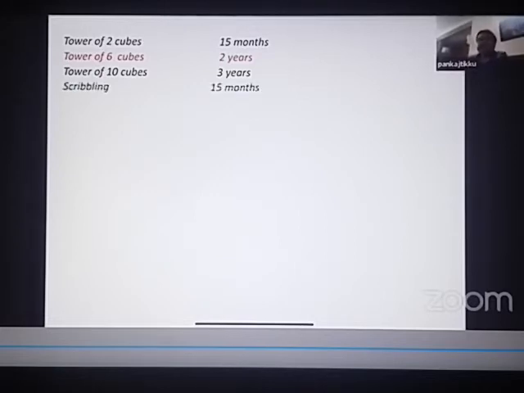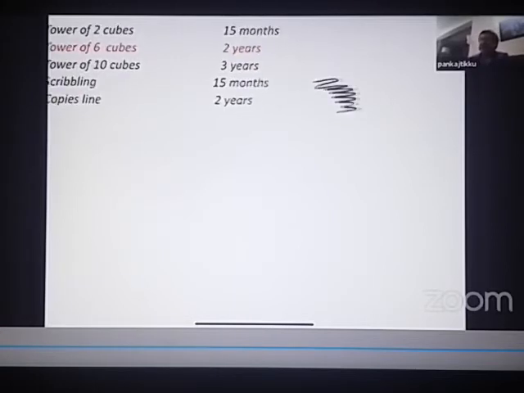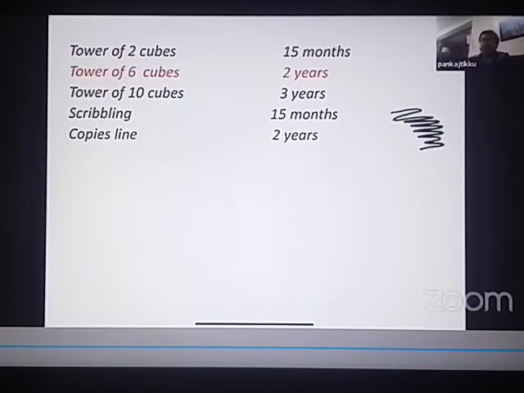Then when does he start to scribble? So if you give a pen to him, he's not able to make a line, but he's scribbling like this. So when does a child start to scribble? A child starts to scribble at the age of 15 months. Then he copies a line at the age of 2 years.